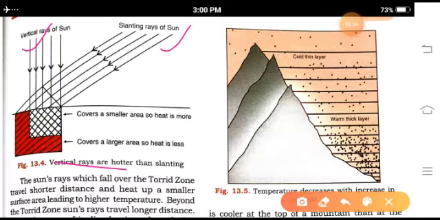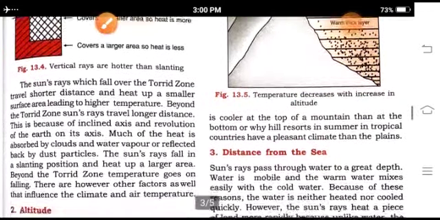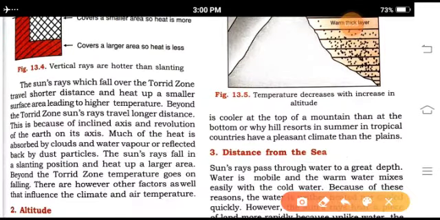The sun rays which fall over the torrid zone travel a shorter distance and heat up a smaller surface area, leading to higher temperature. Beyond the torrid zone, sun rays travel a longer distance. This is because of the incline of the axis and the revolution of the earth on its axis.